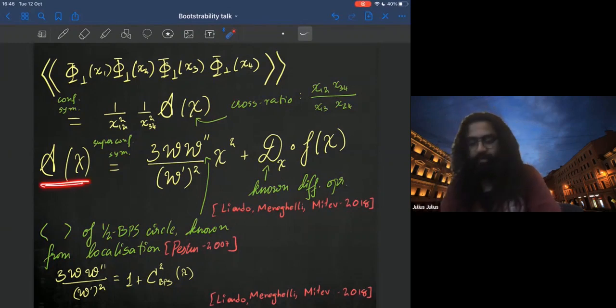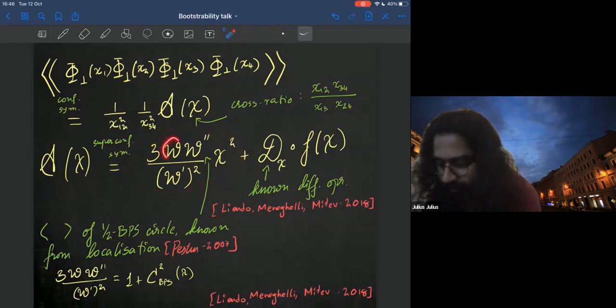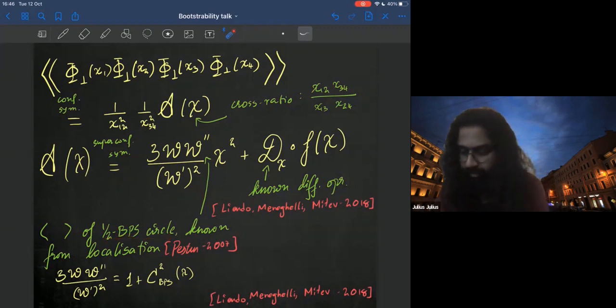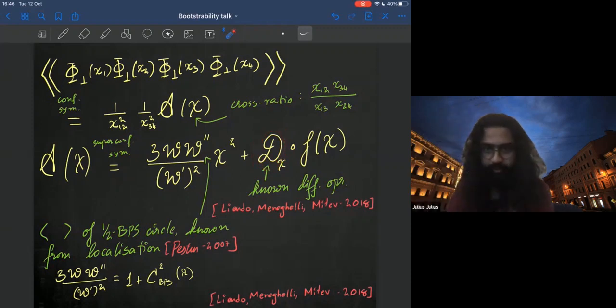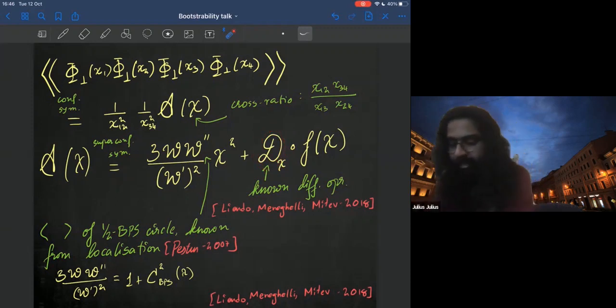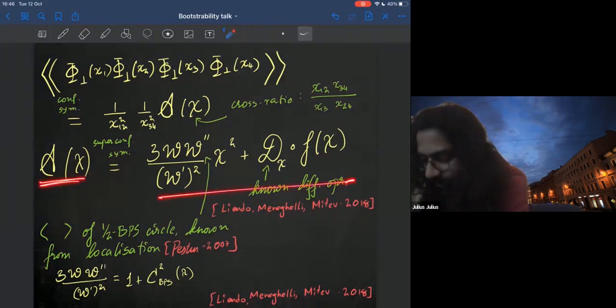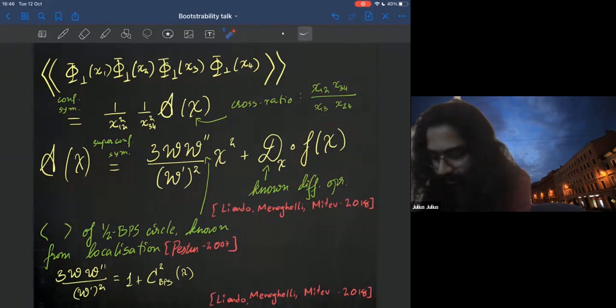So yes, this function A of x can be written in terms of this term, where w is just the expectation value of the half BPS circle, which is known from localization, and D again is some known differential operator. So they were able to write this A in terms of this function. Now F is the undetermined function of your cross ratio.